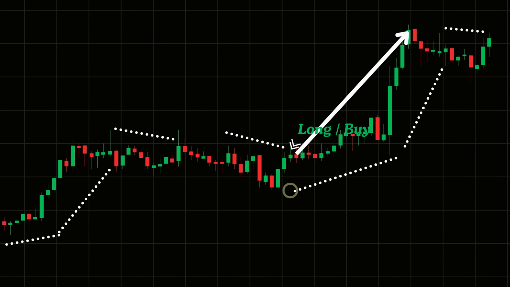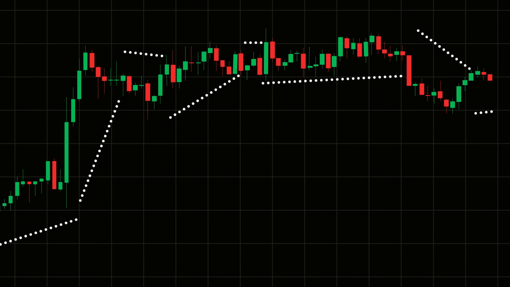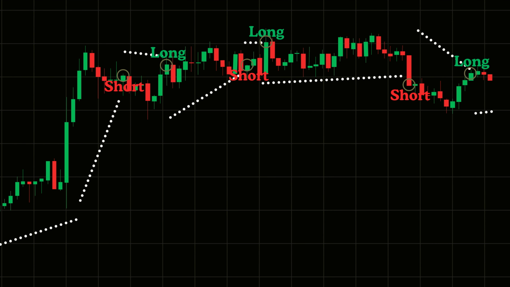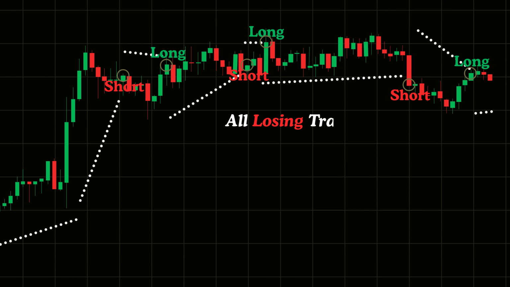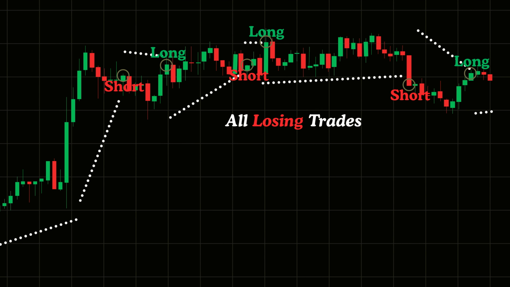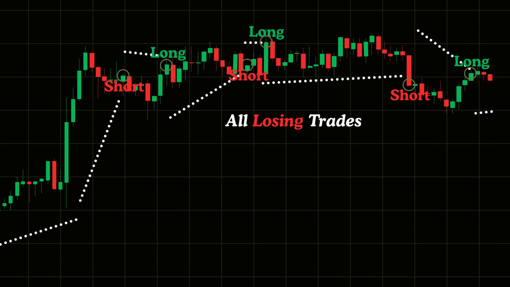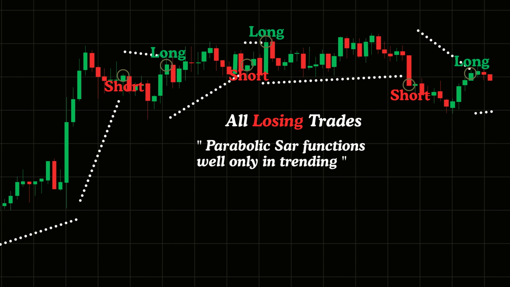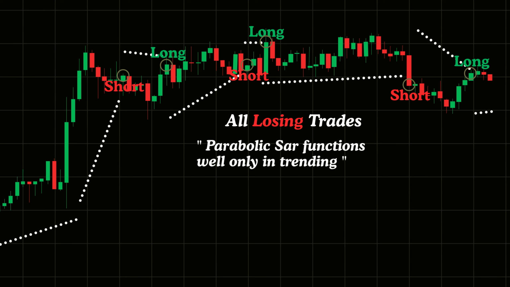In this case, we can see the Parabolic SAR flips below the candle, suggesting that the market is in an uptrend, and based on the strategy we would enter a long trade at this point. Then we notice the trend fades and the market begins to consolidate sideways, but take note that the Parabolic SAR continues to show entry signals even though the trend has already ended, and as a result all the signals generated during this sideways movement end up as losing trades. So to summarize, the Parabolic SAR functions well only in trending conditions. If the market is ranging like this, it will trigger multiple false entries.